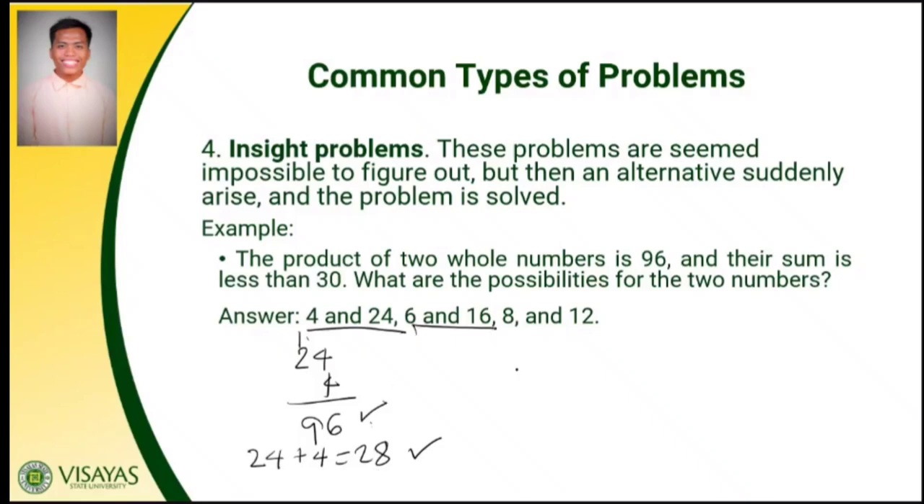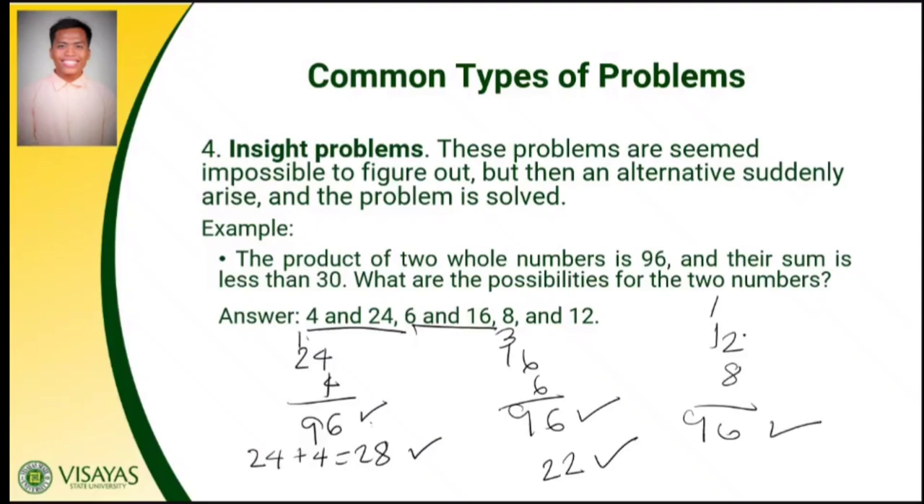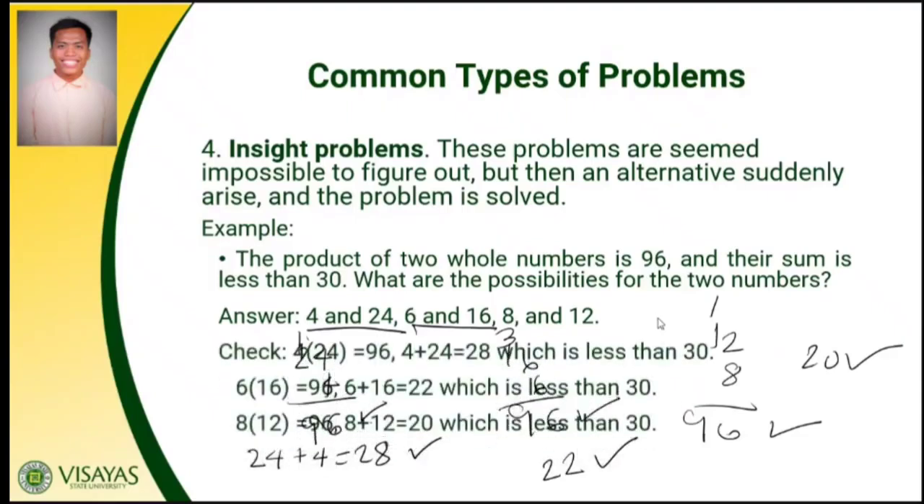Then we have 6 and 16. So 16 times 6, this is 96, check. 16 plus 6, that's 22, less than 30, check. How about 12 and 8? This is 96, check. 12 plus 8, that's 20, still check. So you have 3 possible answers for this problem. Diba? So this is an example of an open-ended questions. Okay? Una naman natin solution diha.